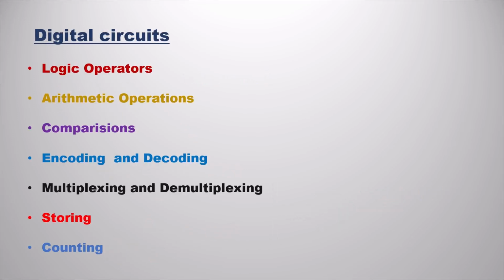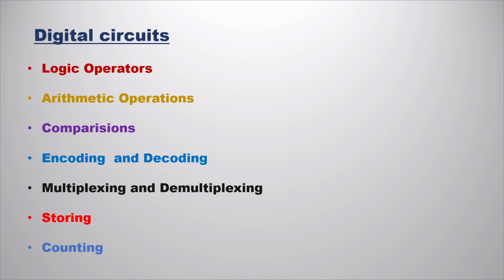So let's have a quick overview of what digital circuits can do. We might know some things, but let's see all of them now. In digital circuits we can perform logic operations and arithmetic operations like addition, subtraction, division, multiplication. If you don't know, I have already covered binary multiplication, binary addition and binary subtraction. I am giving those in the description box, so check them out.